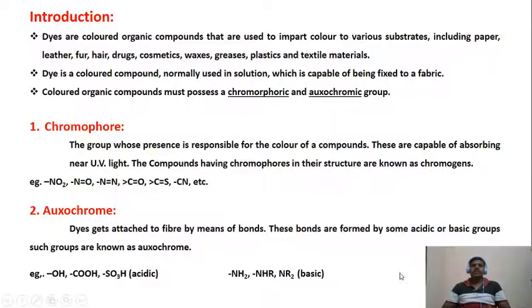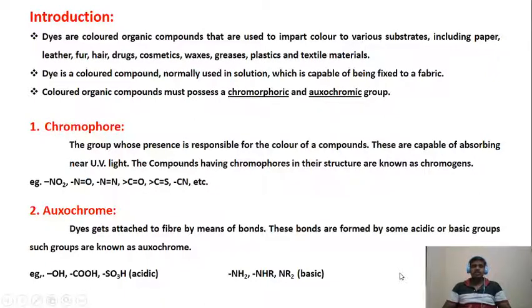Colored organic compounds must possess two groups, a chromophoric group and an oxochromic group, to become a dye. Without these two groups, the colored organic compound can't be a dye. These two groups must be present in the compound so that it can be used as a dye. So what are the chromophoric and oxochromic groups?